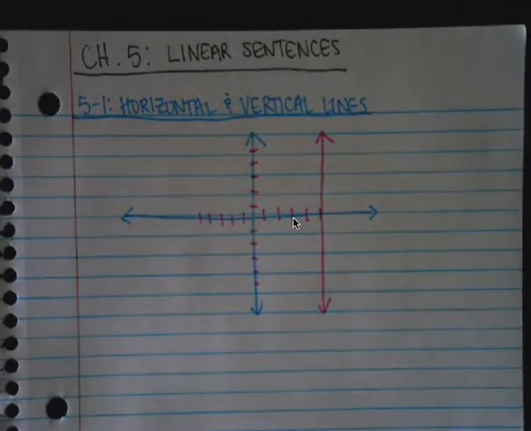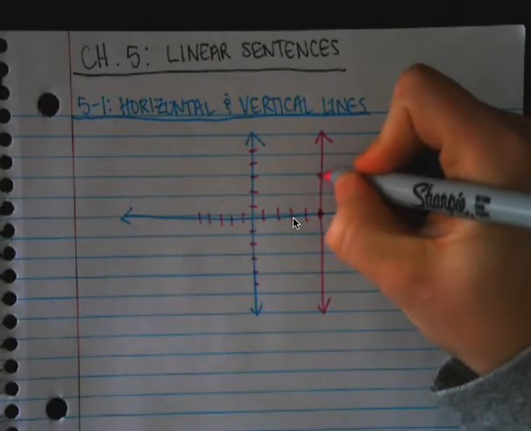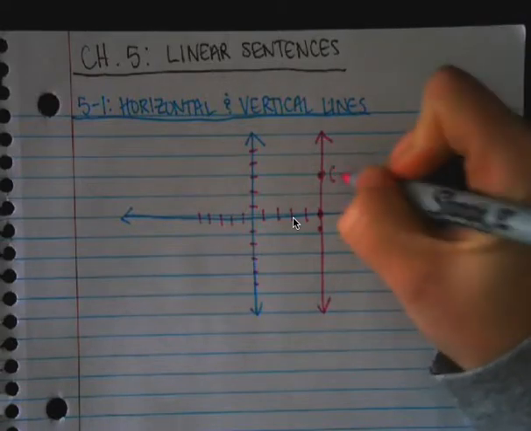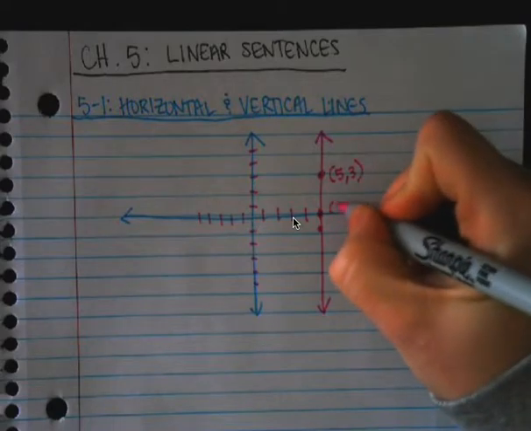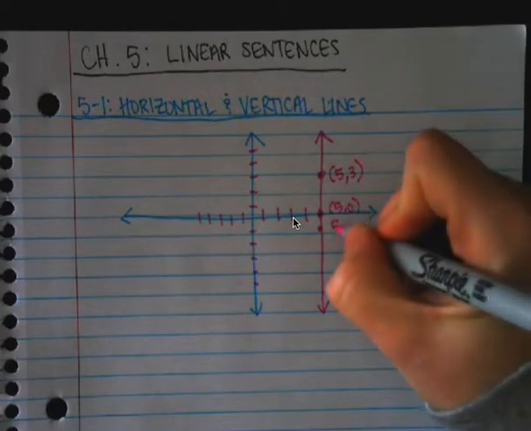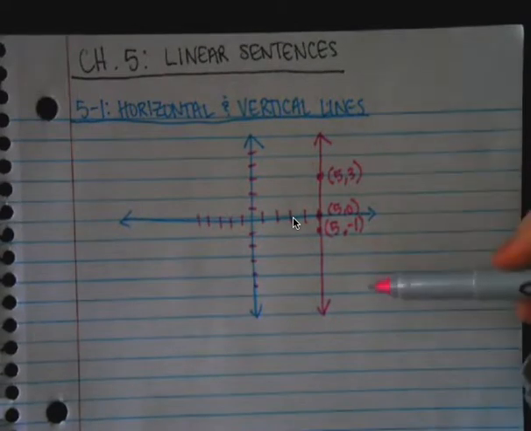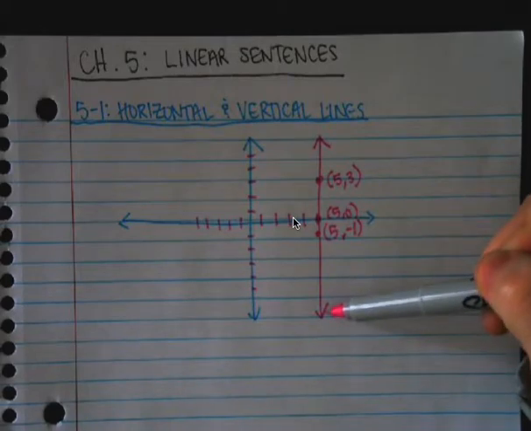Alright, so I'm just going to pick 3 points. I'll pick this one, here, and here. Okay, label their coordinates, so 5, 3, 5, 0, and 5, -1. Okay, you didn't have to pick the same 3 points. We know there are infinite number of points on this line, so we could have all had different answers.